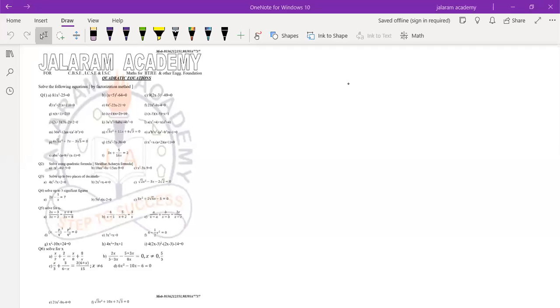So the first question is on the method of factorization. Solve the following equation by factorization method. The first question is 81x square minus 25 equals to 0. So how to solve this? By factorization method.